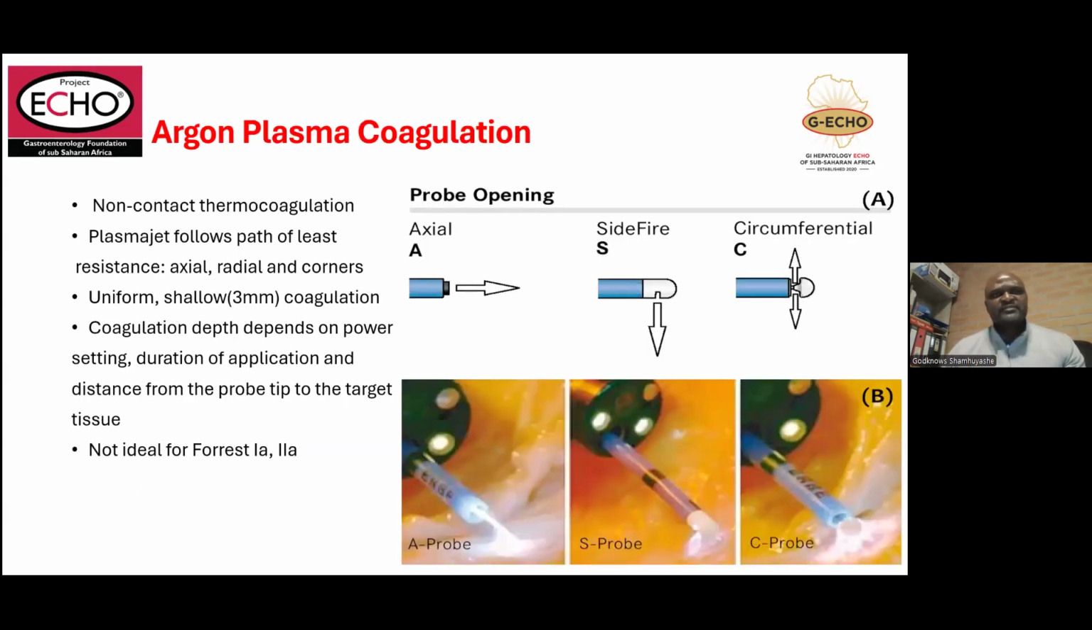And argon plasma coagulation is one of the modalities which you can use, where the probe has the plasma jet flowing through it. It has different probe openings, which can be axial, and also can have a side fire or a circumferential fire, of which the coagulation depends on the power setting, the duration of application, and the distance from the probe tip to the target tissue. And this one is not ideal for Forrest 1A and 2A.